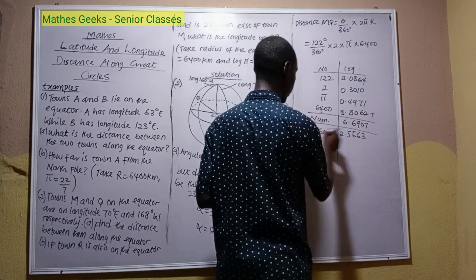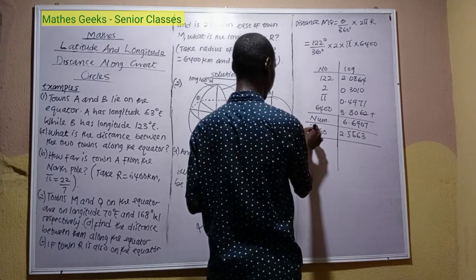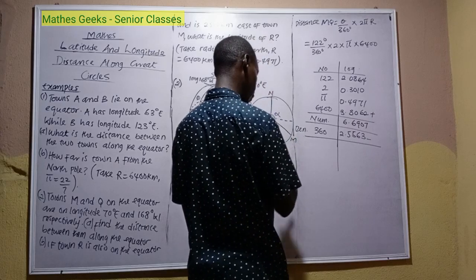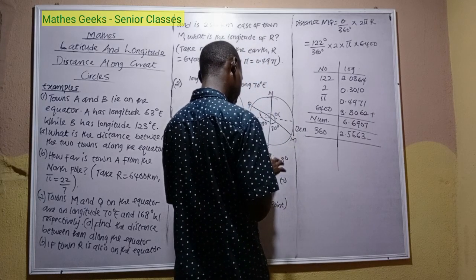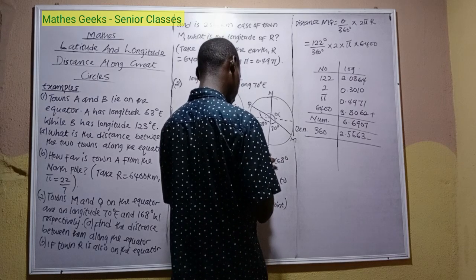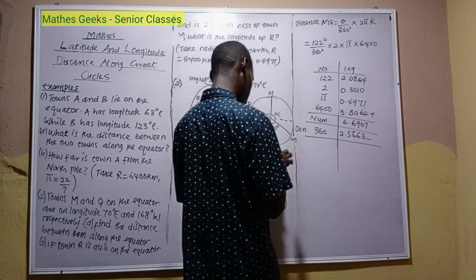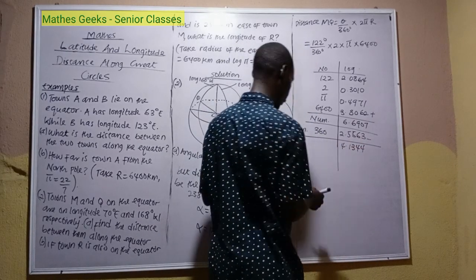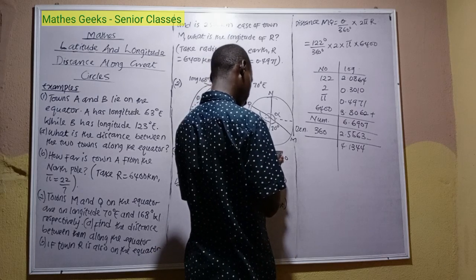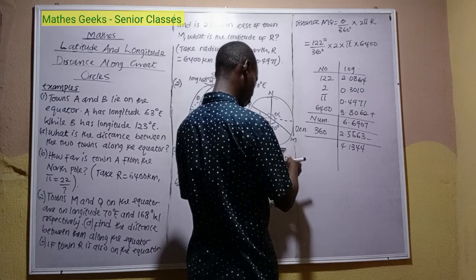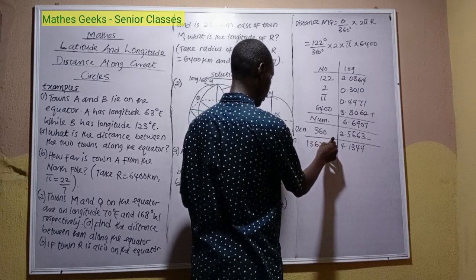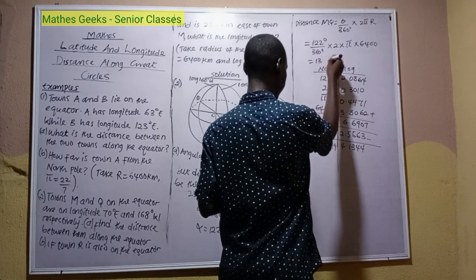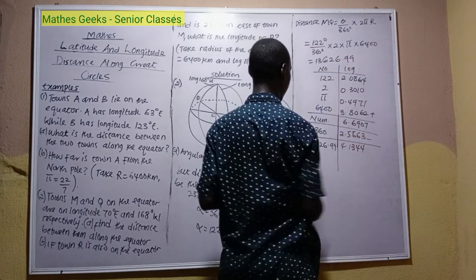So we're going to subtract the denominator from the numerator: 6.6907 minus 2.5563 gives 4.1344. The antilog of this will give us 13626.99. So our answer here is equal to 13626.99. Therefore distance AB is equal to 13626.99.